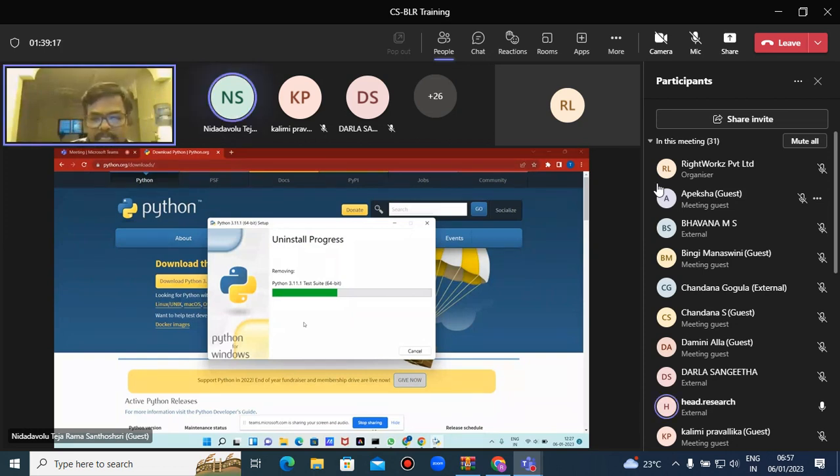Python programming supports two types of data types, like mutable and immutable. Mutable means you can change. Immutable.